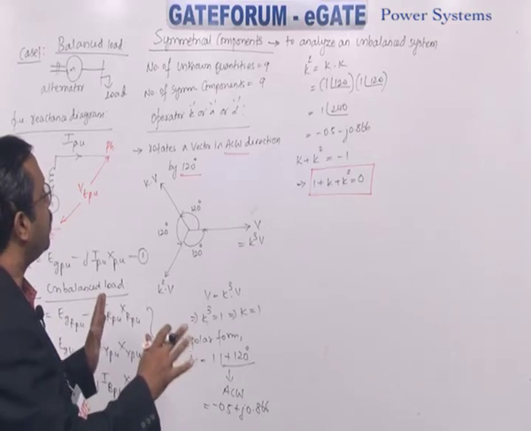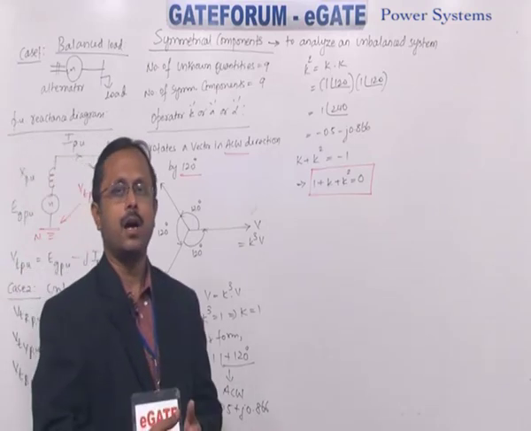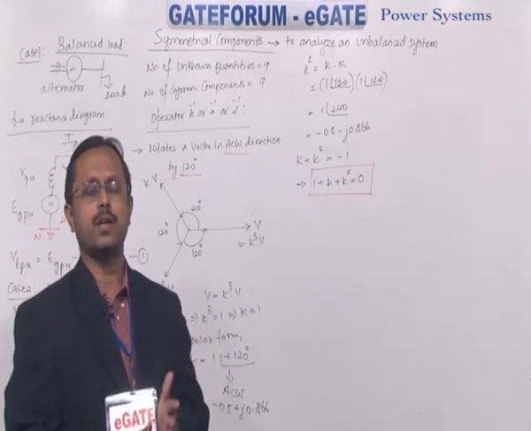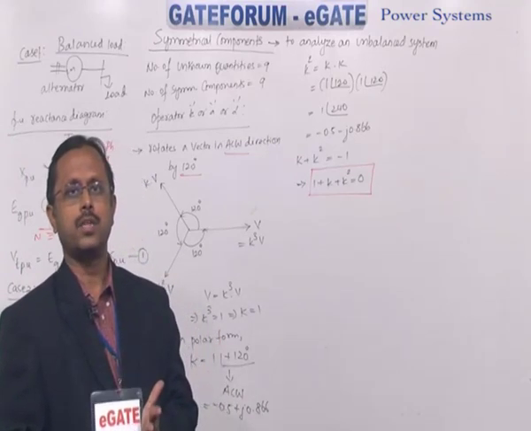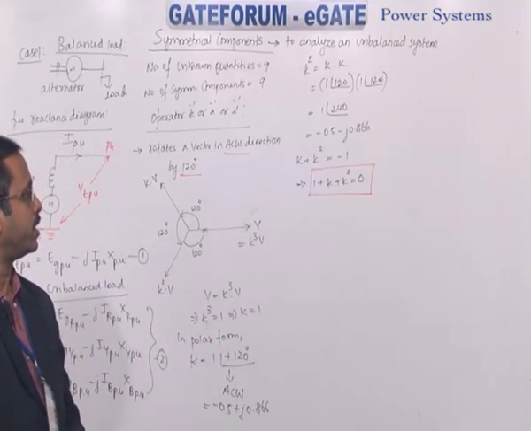Using this operator K, we check after the break how to minimize 9 symmetrical components to 3 symmetrical components. Now you have a 5 minutes break.